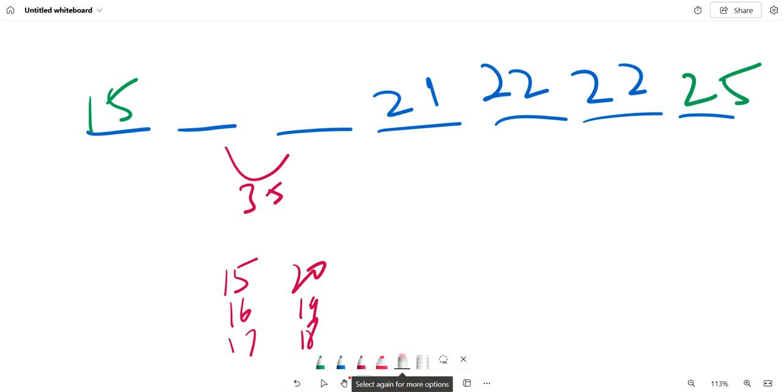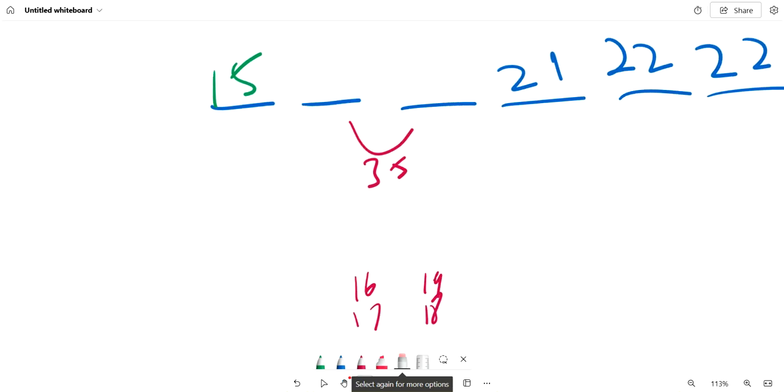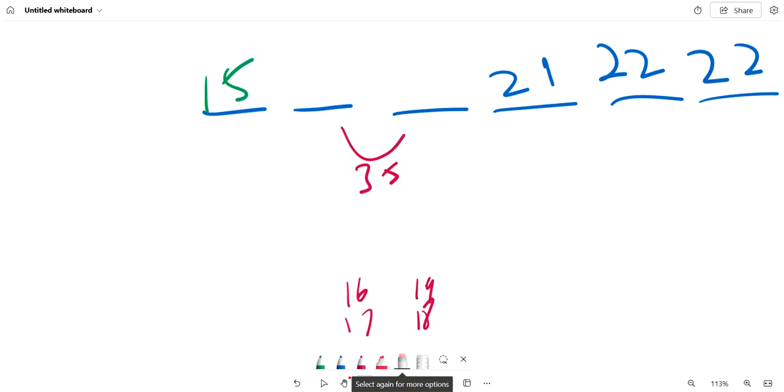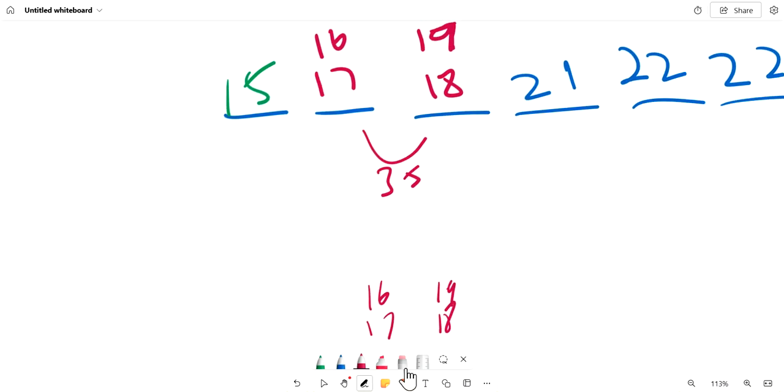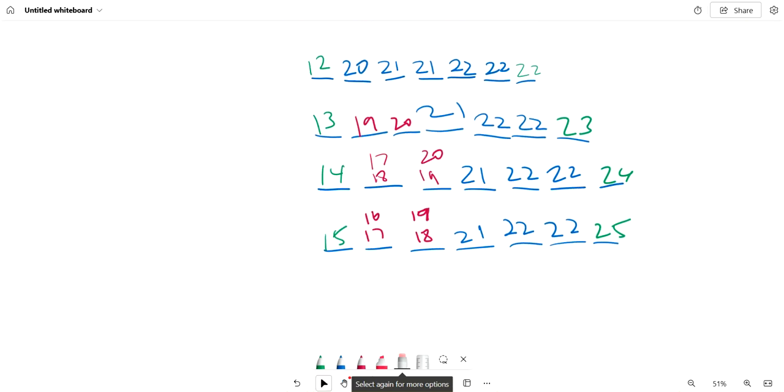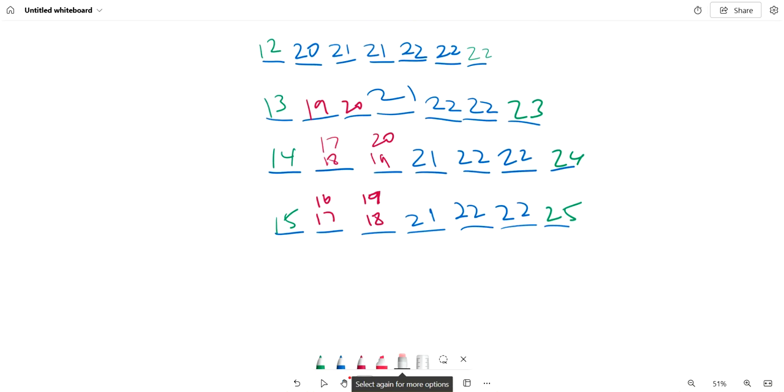This one doesn't work because there's going to be two 15s, so yeah. And the only ones remaining are these two. So we could just write them down here. And let's do one more case.